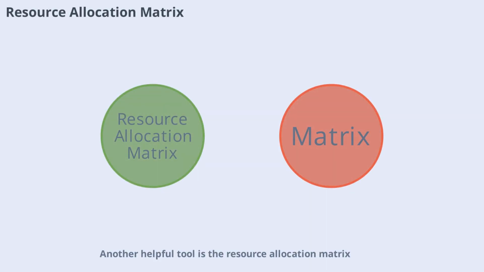Another helpful tool is the resource allocation matrix. This matrix visually maps resources to specific tasks, making it easy to see who is responsible for what and when. By using a matrix, you can quickly identify overallocated or underutilized resources and adjust assignments as needed. This proactive approach helps keep your project balanced and running smoothly.